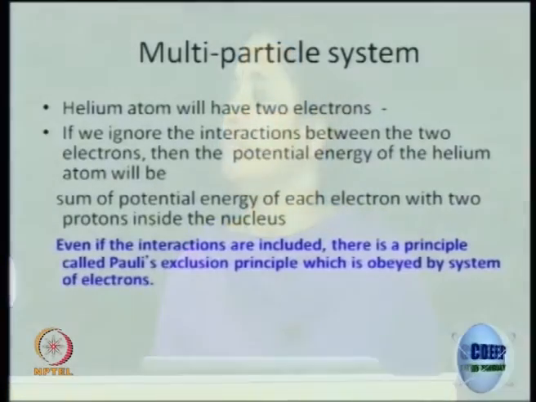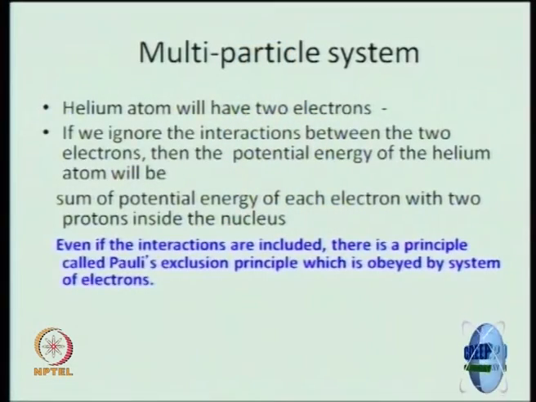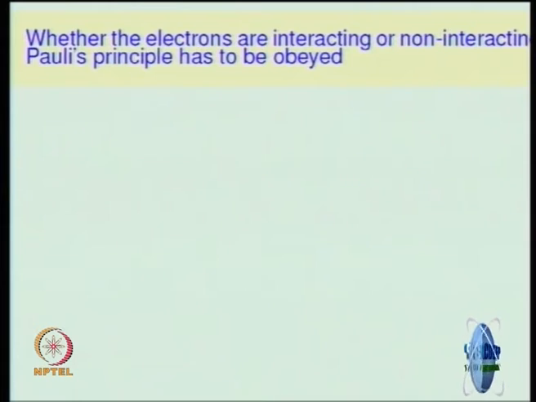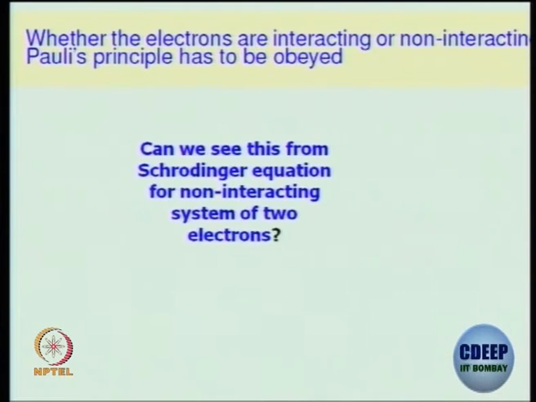The second electron should be positioned such that both the electrons cannot have the same set of all the quantum numbers. So you can try to see that even if the interactions are included, Pauli's exclusion principle cannot be violated; it has to be obeyed. So no 2 electrons can share the same set of quantum numbers. So what does that tell us? Whether the electrons are interacting or non-interacting, Pauli's exclusion principle has to be obeyed.